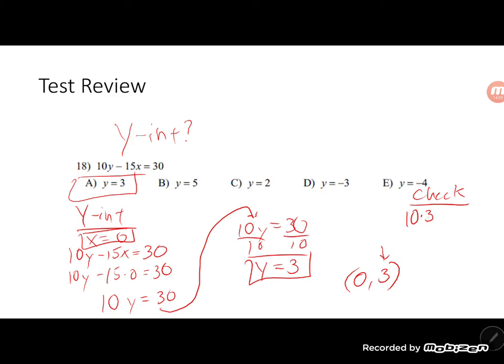So 10 times 3 minus 15x is equal to 30, and that should give me x equals 0. So 10 times 3 is going to be 30 minus 15x, which equals 30. Now I have 30 minus 15x, and so that 30 is a positive 30, so I need to get rid of a positive 30 from this side of the equation. Well, how could I do that? I could subtract 30. So I subtract 30 from both sides, and I get negative 15x is equal to 0.